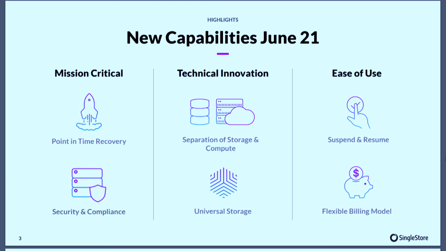Now, we're announcing a number of new capabilities in our June release. We're furthering our ambitions about being the best mission-critical database with features like point-in-time recovery, which give customers the confidence that even if data is lost through user mistake or hardware failure, they can get that data back. And security and compliance through better certifications like ISO 27001, HIPAA, SOC 2, and others.